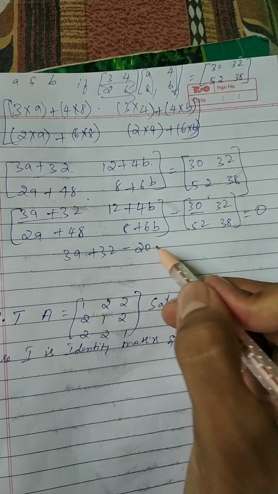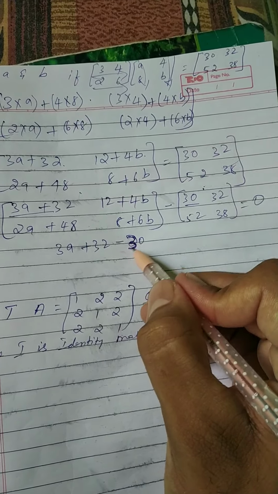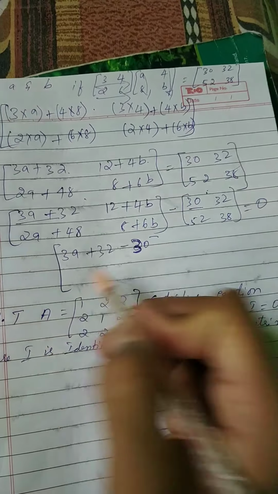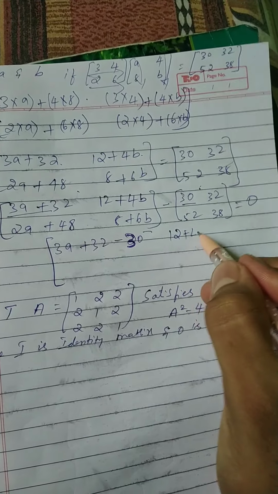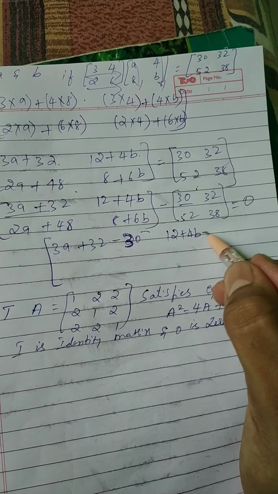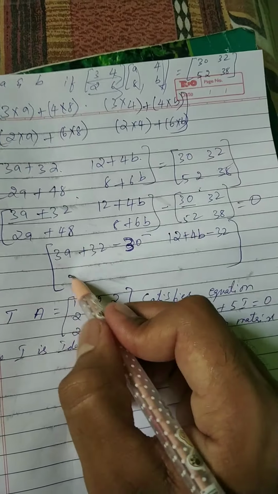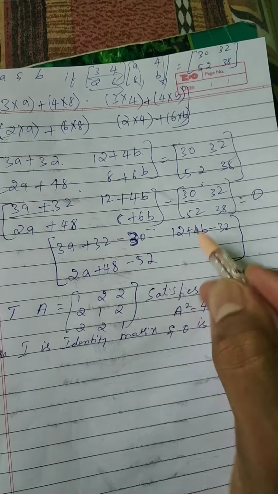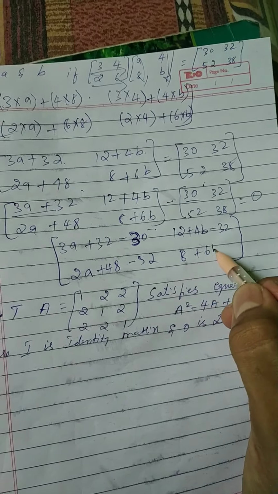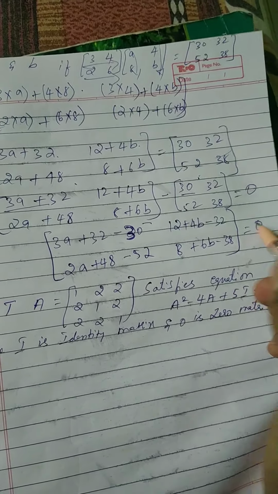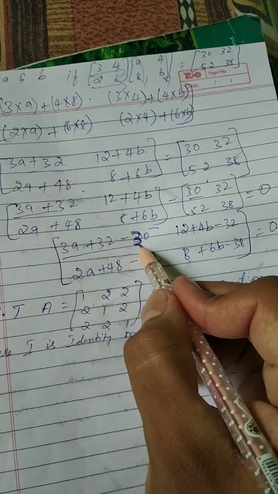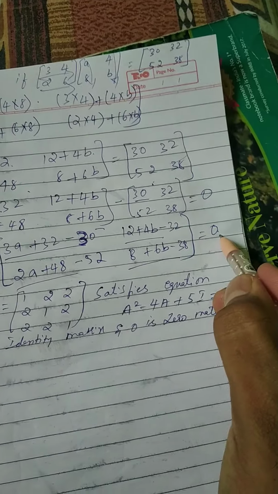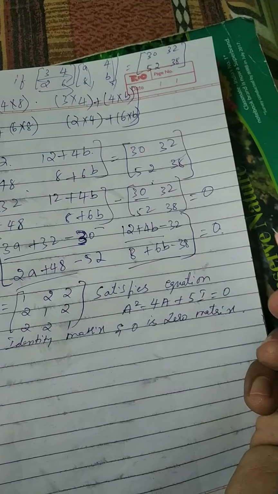minus 30. Then we have 12 plus 4B minus 32. Then we have 2A plus 48 minus 52. Then 8 plus 6B minus 38 is equal to 0. Simplify all of this, then at last equate it to 0. Obviously you'll get the value of A and B here.